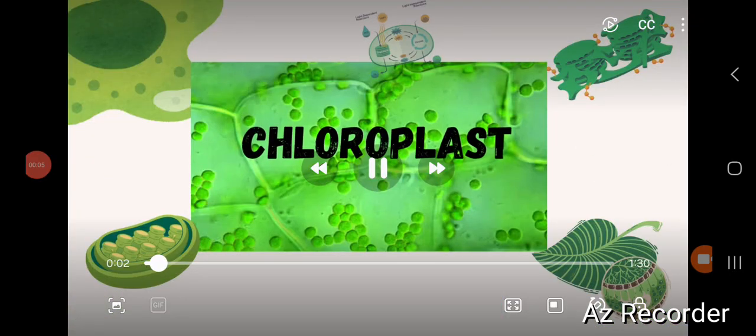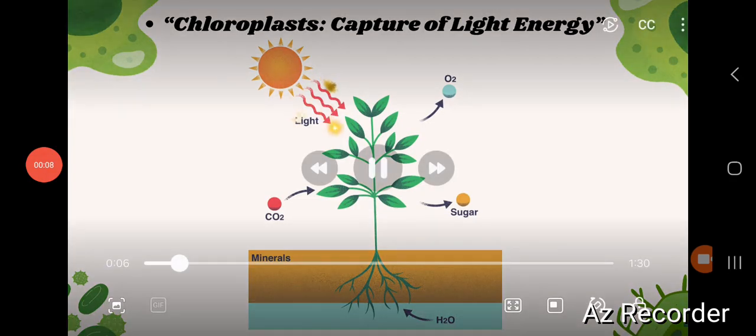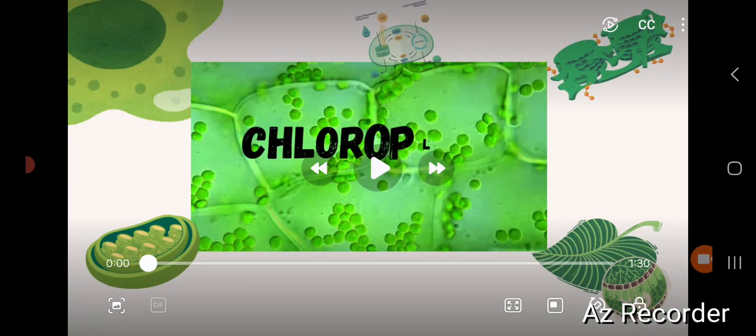Hello everyone, welcome back to Igniting Curiosity in Life Science. So today we will move on to another very important component, that is the chloroplast.